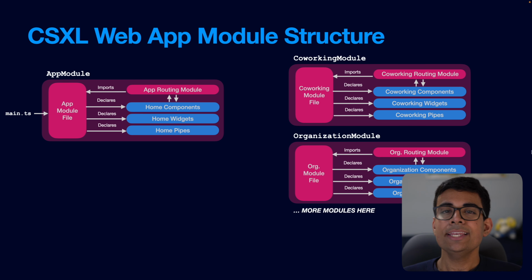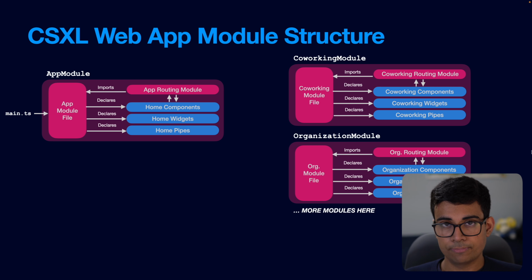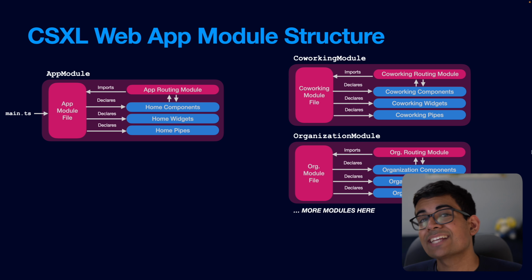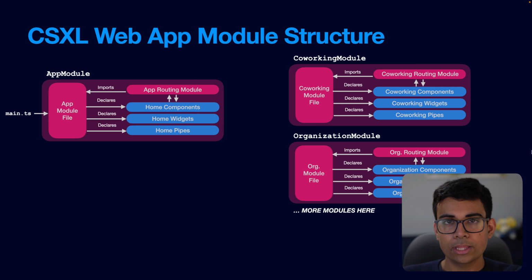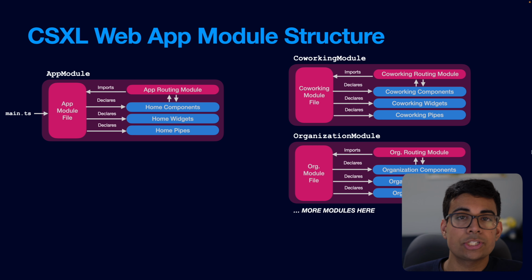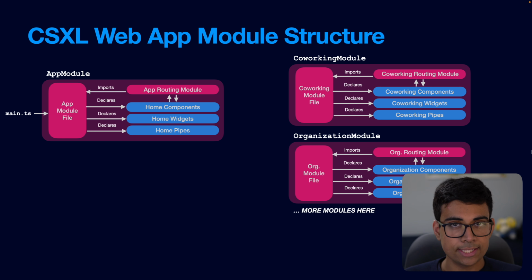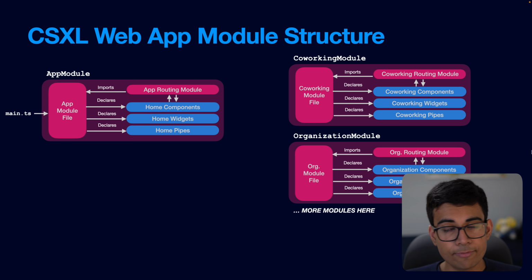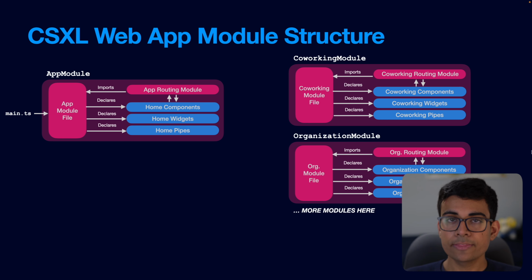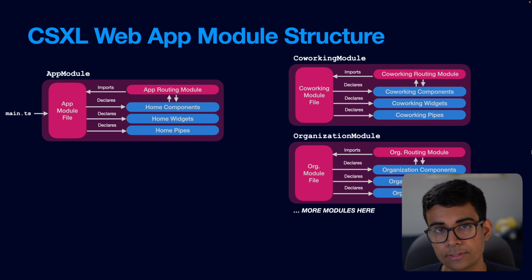We can create individual modules for all of our features. So for example, co-working can have its own module, which declares its own components and has its own routing module. So everything at the /coworking URL and on can basically just use our co-working module. Same thing for organizations. We can create our own module for organizations. It can have all of the organization components and widgets and everything in one module, and we can have one routing module that controls routing within the /organizations route.